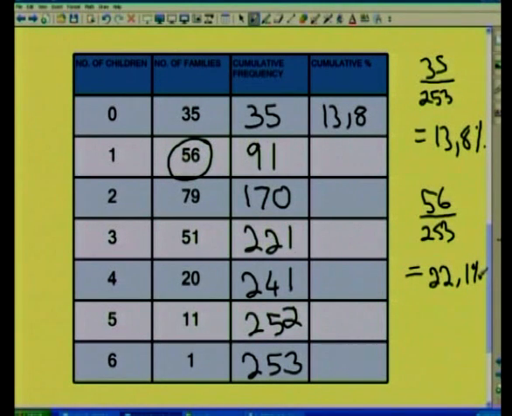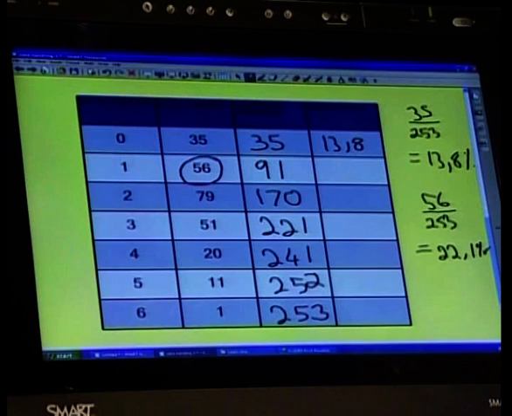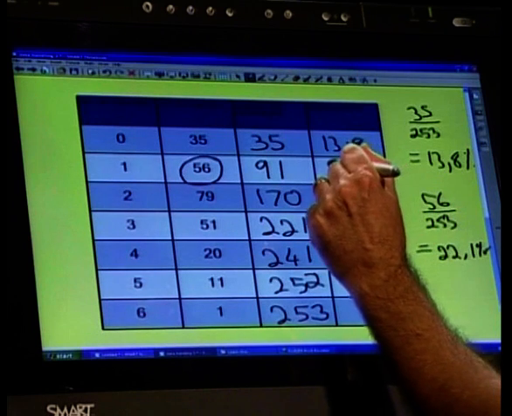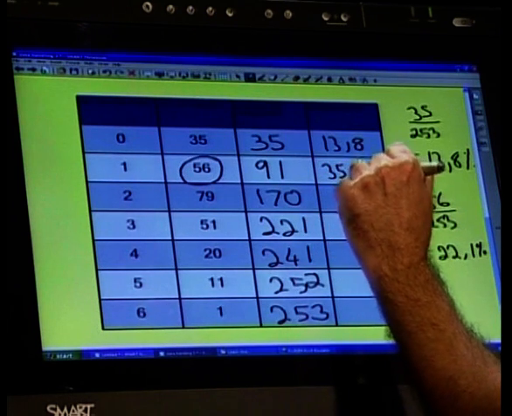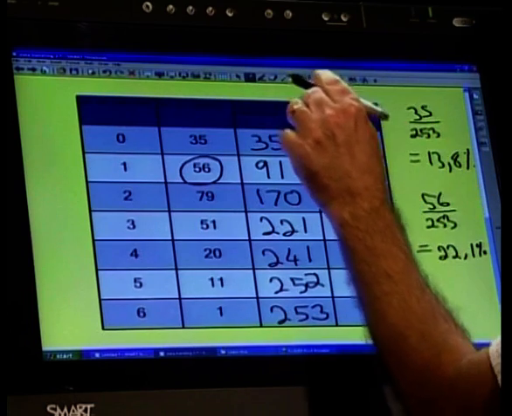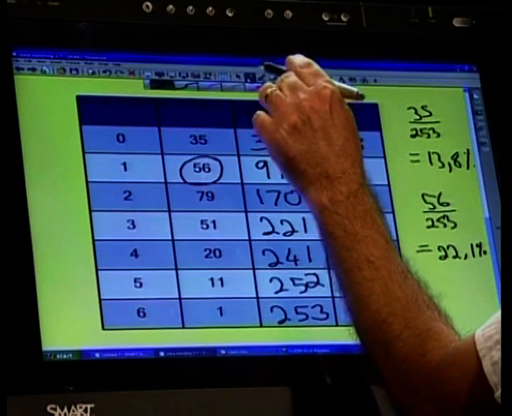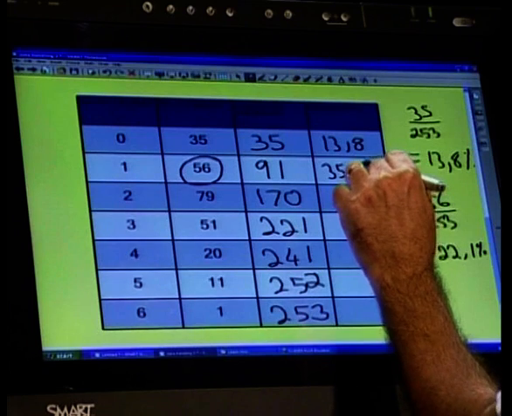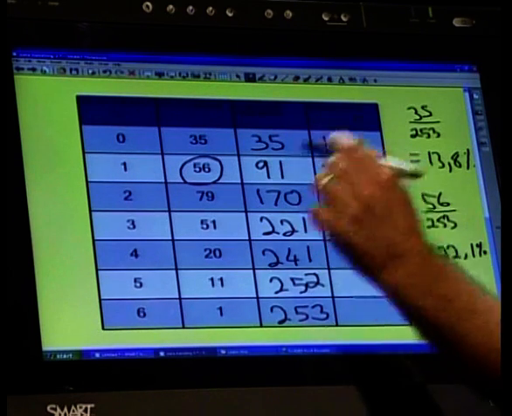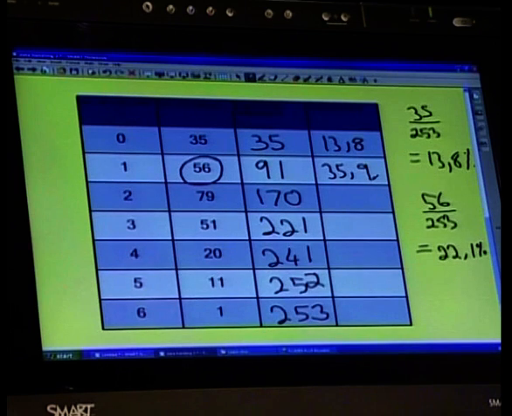If I added 22.1% to the 13.8%, I'm getting a cumulative percentage frequency. That would come to a total of 35.9%. Sorry, let's just erase that. 35.9%. Well, let's check if 91 divided by 253 also gives us 35.9%.